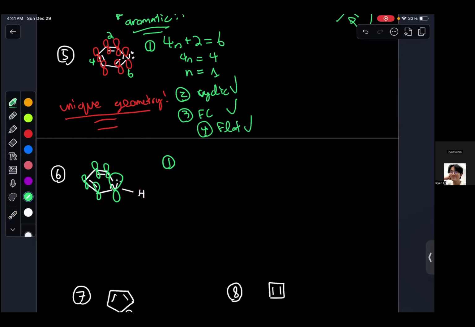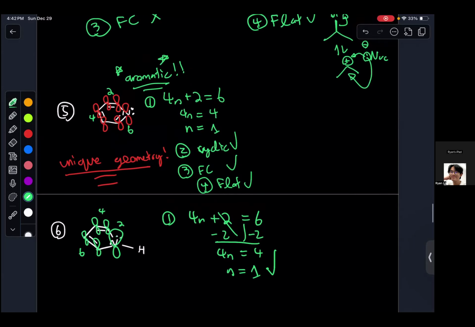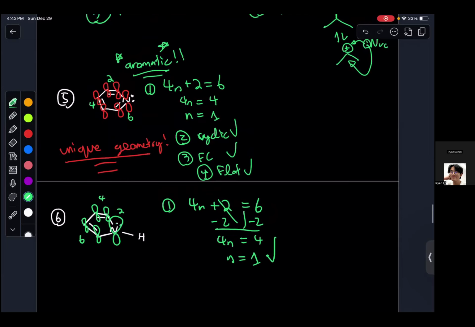So 1, 2, 3, 4, 5, 6. 4n plus 2 equals 6. Let's sort this out. 4n equals 4, n equals 1. Lovely. So it is going to follow Huckel's rule, 4n plus 2.